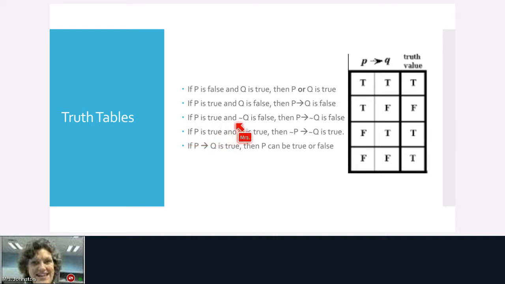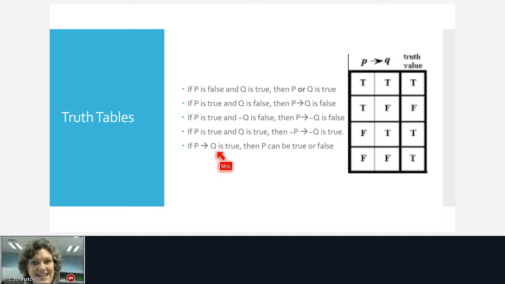If P is true and not Q is false, then P and not Q is false. Why? Because not Q is false means that Q was true. So that's true, true. And if it's changed, then it's false. It becomes this one right here. If P is true and Q is true, then not P implies not Q is true, because that would mean it was false, false, and down here false, false is true.